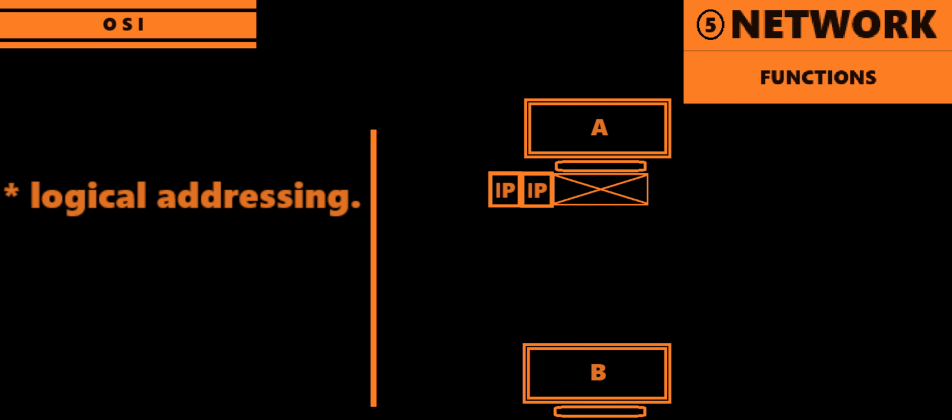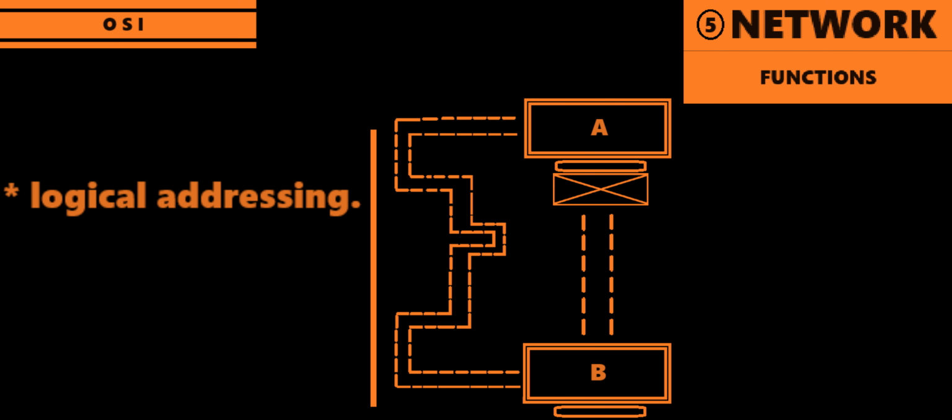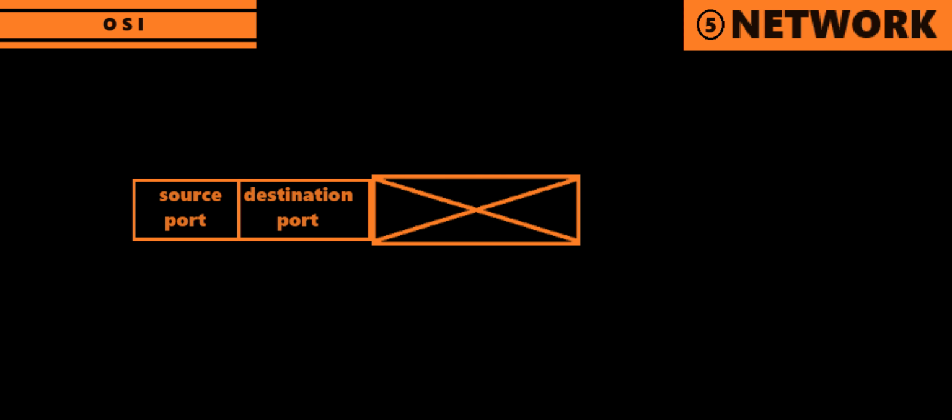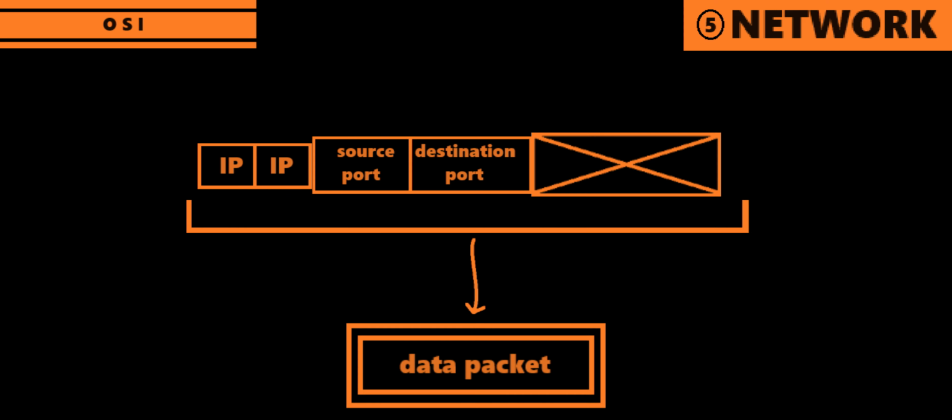After we determine the address of the sender and the receiver, now it's time to choose the best and fastest path to deliver this message. We call this process routing of data. Before we move to the protocols used in the network layer, we should mention that the message in the network layer, after adding the IP addresses and some other structures, is called the data packet.